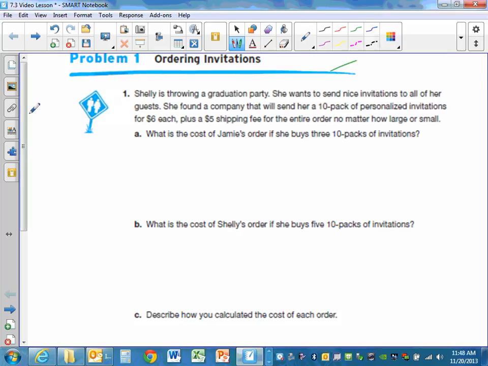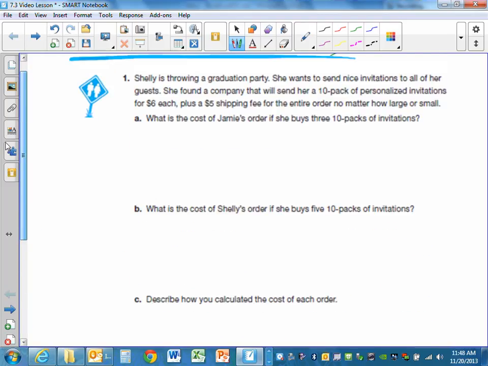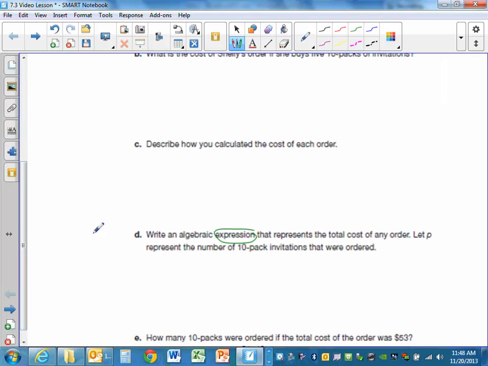Down here at the bottom, it says, write an algebraic expression that would represent the total cost of any order. P represents the number of 10 packs of invitations that were ordered. So again, an expression is just numbers and variables. When we look back up at the top, it says that she pays $6 for each 10 pack. So 6 per pack, plus the $5 for the shipping.